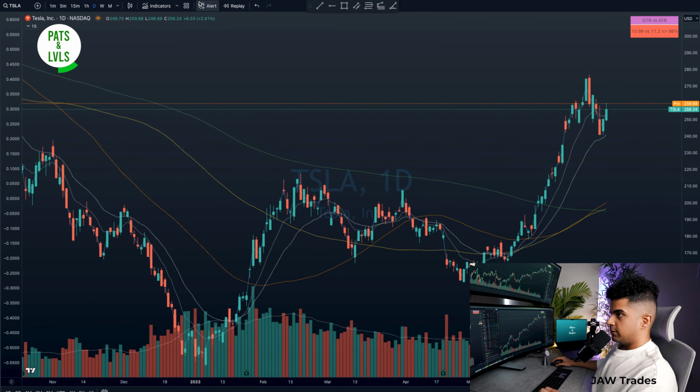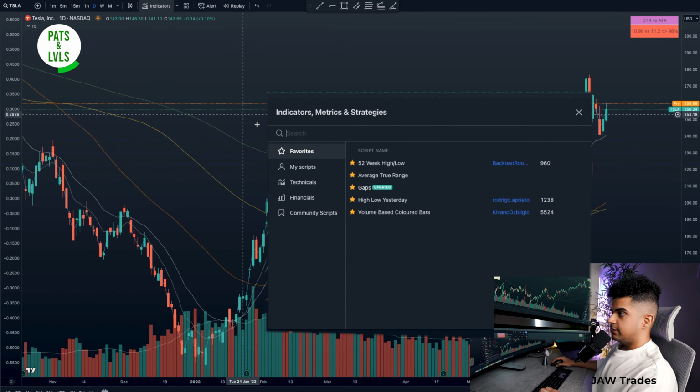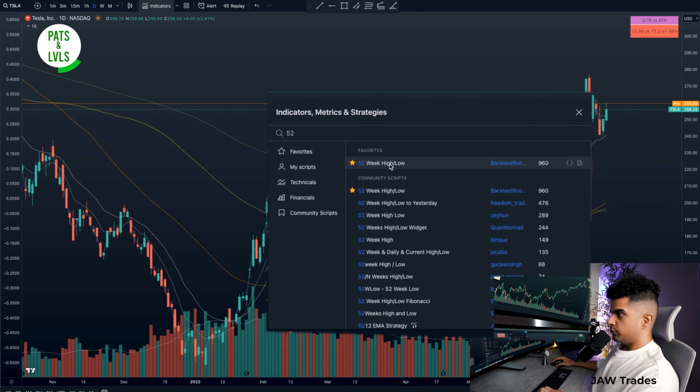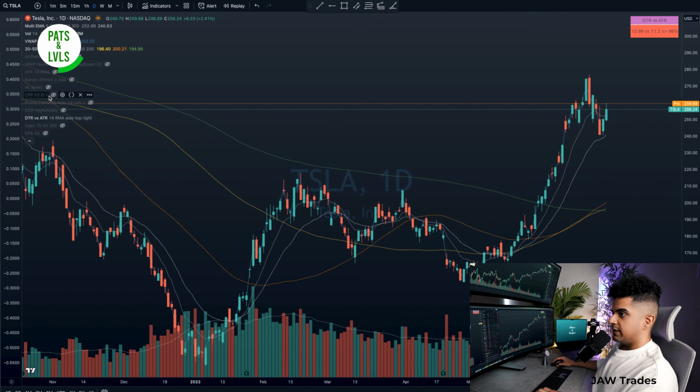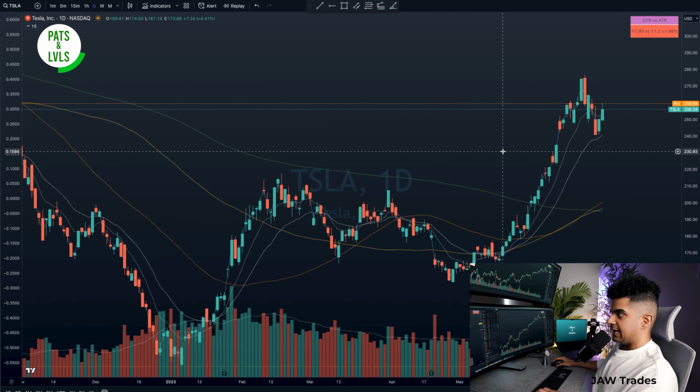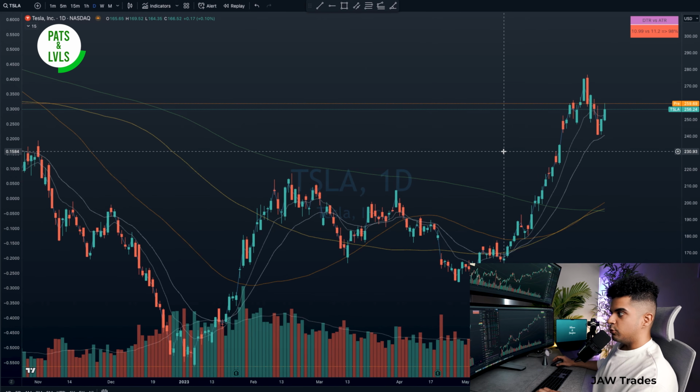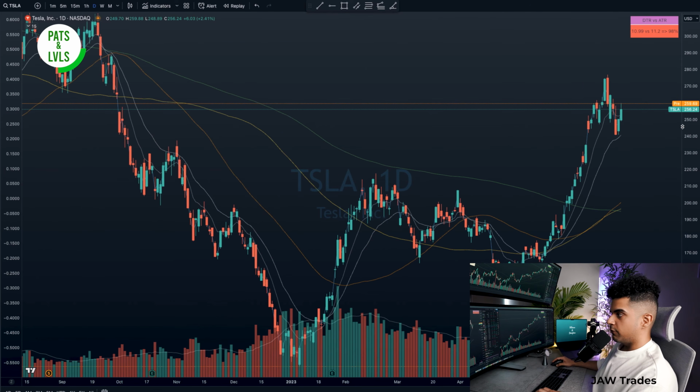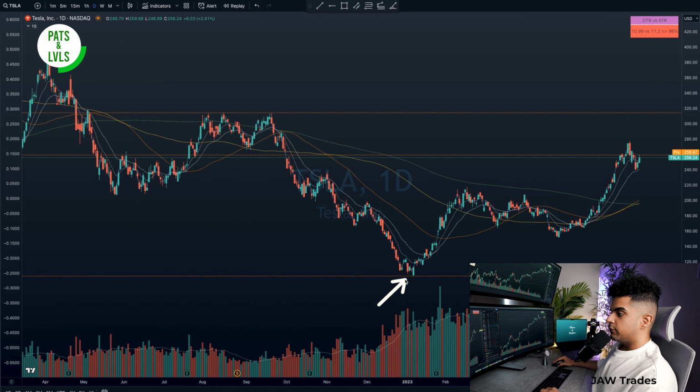So for example, on the same stock, let's add an indicator right here. Let's search for 52-week high low. This indicator, I have it already. I won't add it again. But if I just make this indicator visible, you guys can see this indicator has automatically marked the 52-week high and 52-week low for me on my chart. So this is the 52-week low for Tesla, and this is the 52-week high for Tesla.